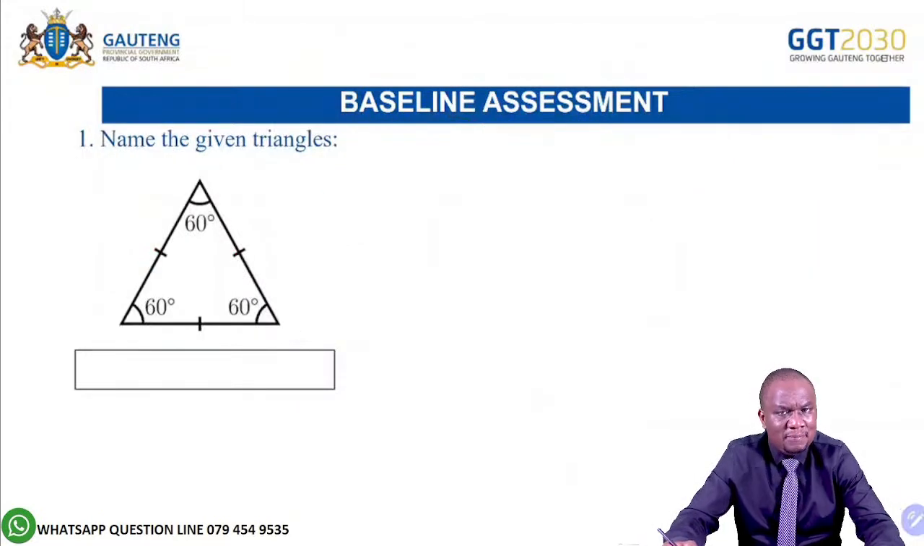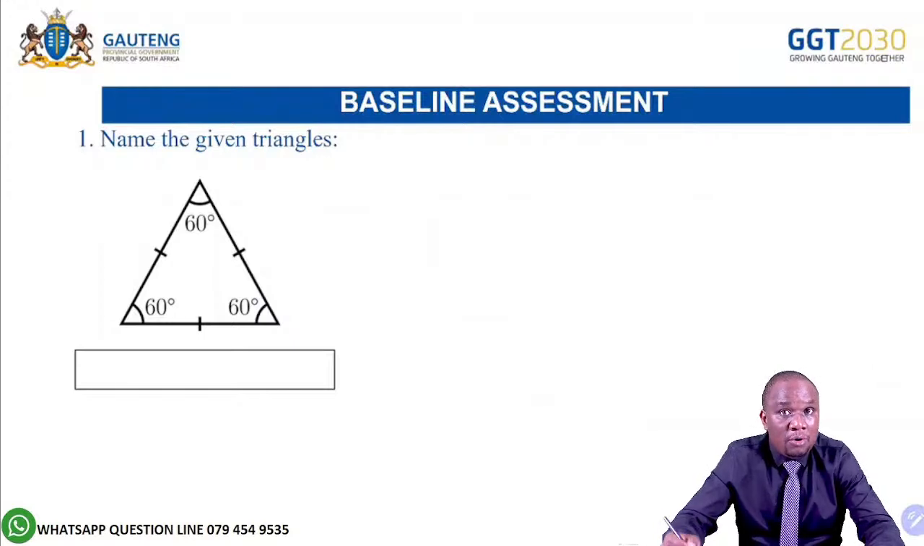What about this one? Let's name this one in 30 seconds. I'm going to wait for you. 30 seconds, let's name this triangle. Are you done, grade 10s? Even if you're still trying to think what type of triangle this is, let's just do the corrections.